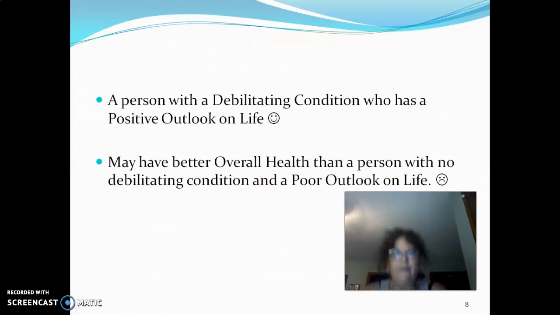So this is why wellness was constructed. A person who is not in the best health but has a positive outlook on life, then they have their wellness. A person who has great health physiologically, goes to the doctor every year, annual physical, perfect health, but a poor outlook on life, then they do not have wellness.